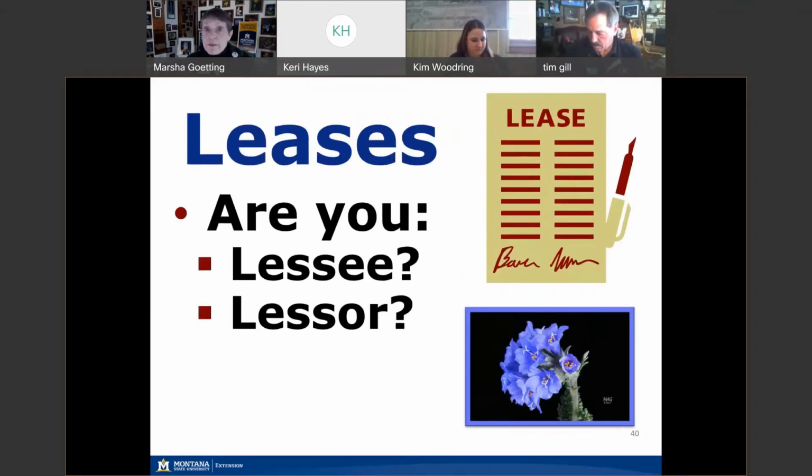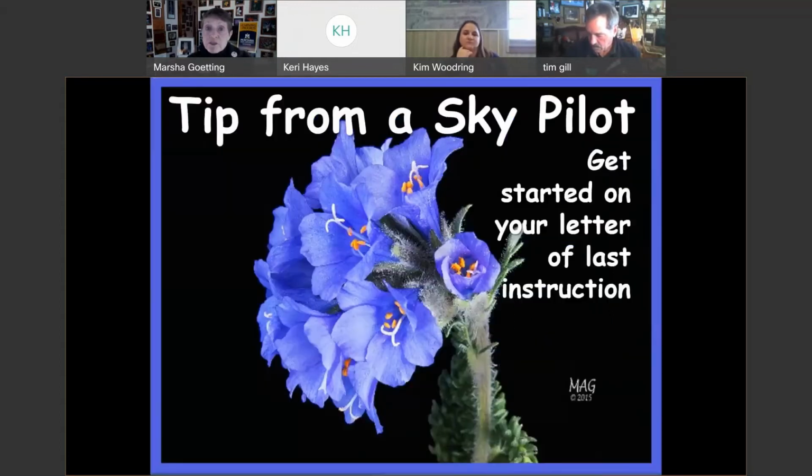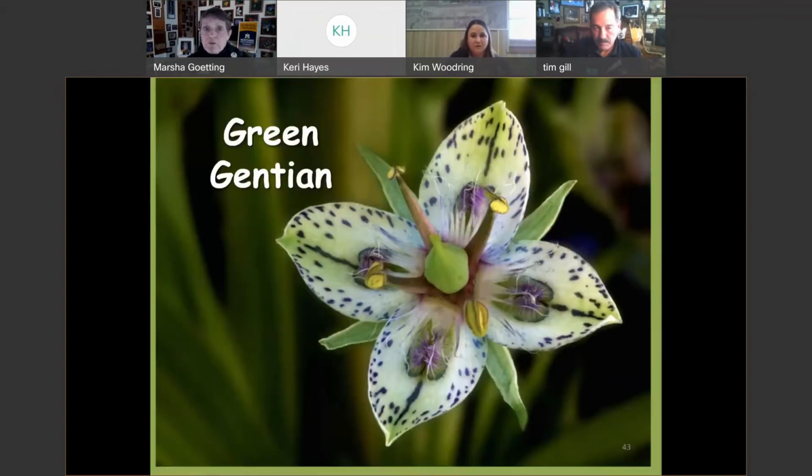Now, what else do we need to think about? Well, some of you out there are lessors, and we have lessees. So what about these leases? We need the information about those. Some people have post office boxes with a combination or a key if they're located in town. So that's something that would need to be with your letter of last instruction. So I guess the tip from our Sky Pilot and Kim would be, let's just get started. You don't have to do it all in one day. Let's just get started with some of the items. And again, don't forget, MSU Extension has that list for you.